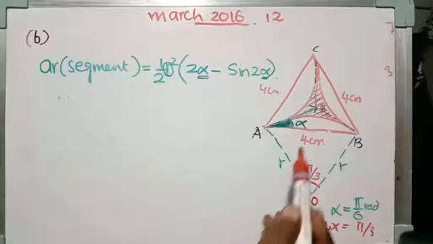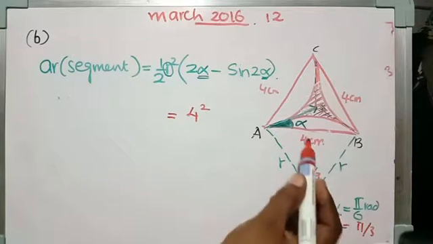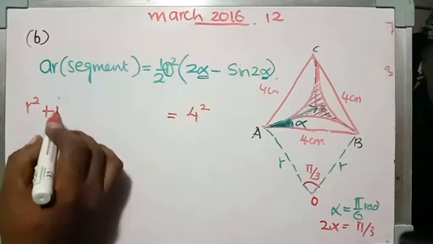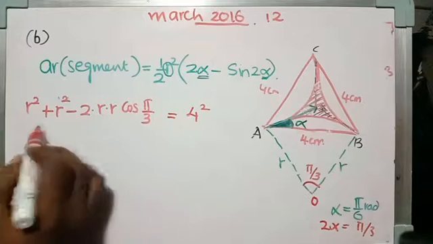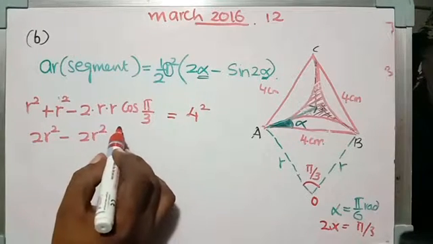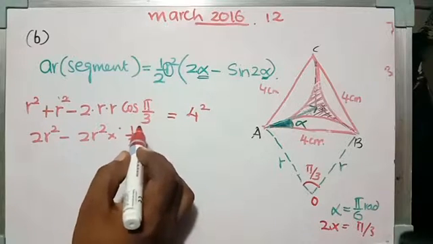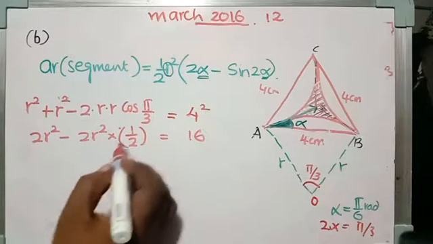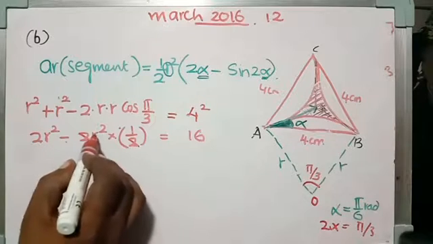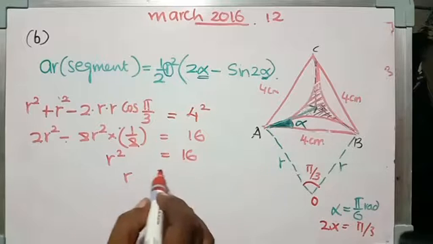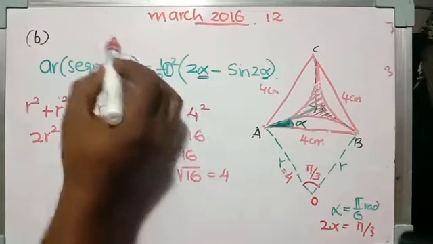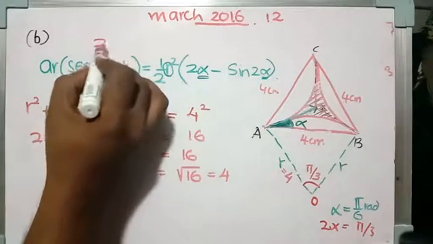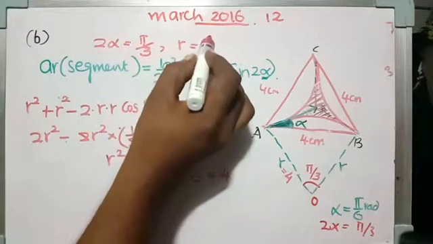So as per cosine rule, we can say that 4 squared is equal to r squared plus r squared minus 2 r squared cos pi by 3, which is 2r squared minus 2r squared cos pi by 3. You know cos pi by 3 is 1 over 2, so this is equal to 16. So we get 2r squared minus r squared, that is r squared is equal to 16, or r is equal to square root of 16, which is equal to 4. So the value of r is nothing but 4. So now we got both the things: 2 alpha is pi by 3 and r is 4.